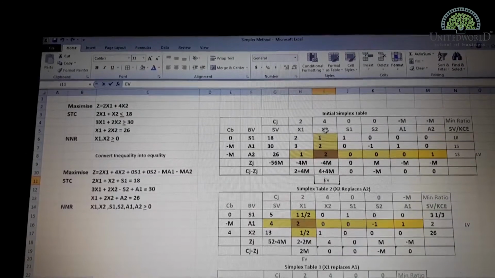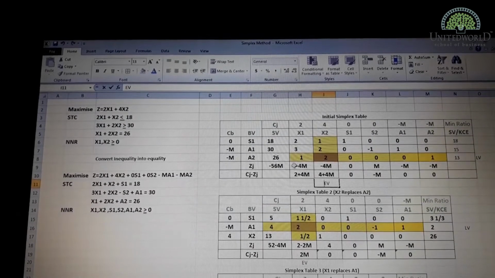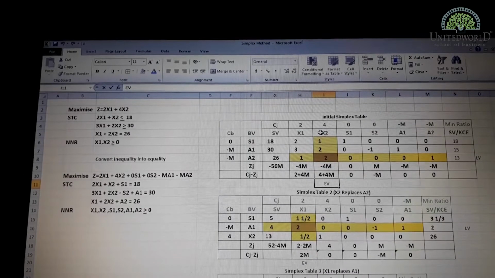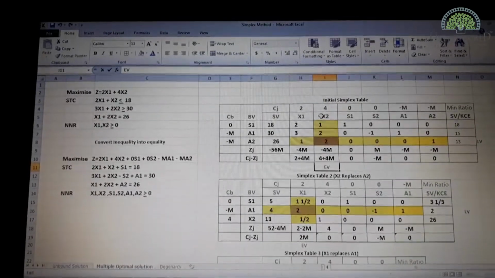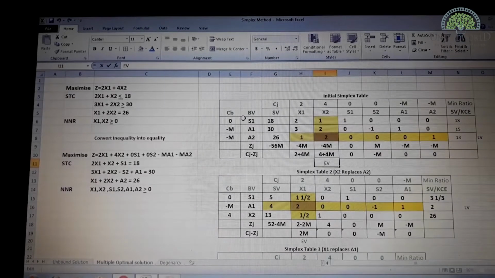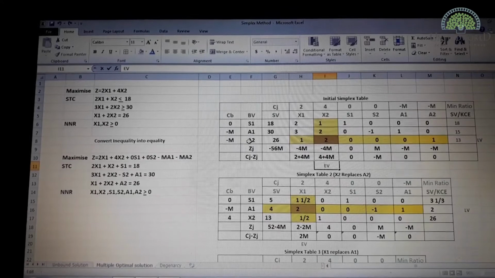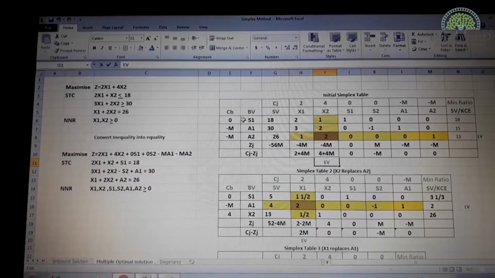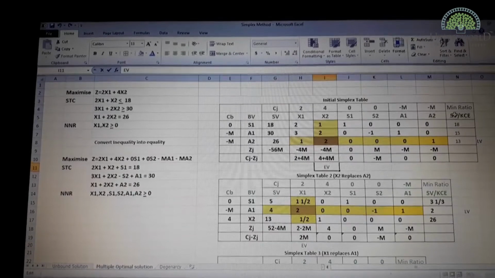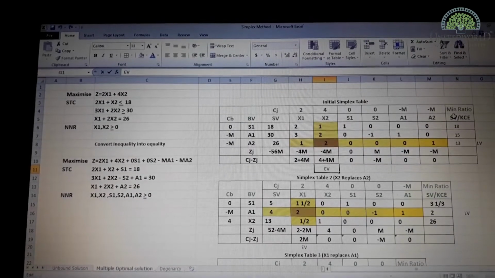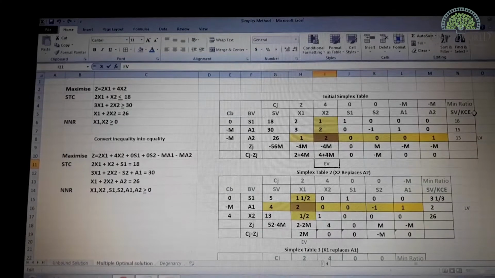That means x2 is going to make an entry in the basic variable column. Now the question is: x2 is going to enter in place of which variable? Because the basic variable column is already filled, one variable has to leave this column. The decision as to which variable would be leaving is made by our last column, which is called minimum ratio. Minimum ratio is obtained by the formula solution value divided by key column element.